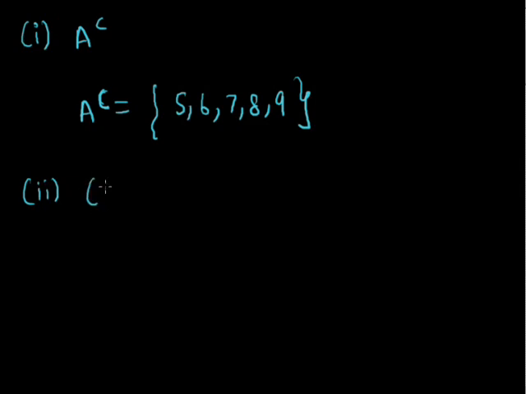Now the second thing we need to find out is the complement of A intersection C. In this, first we need to find out A intersection C.